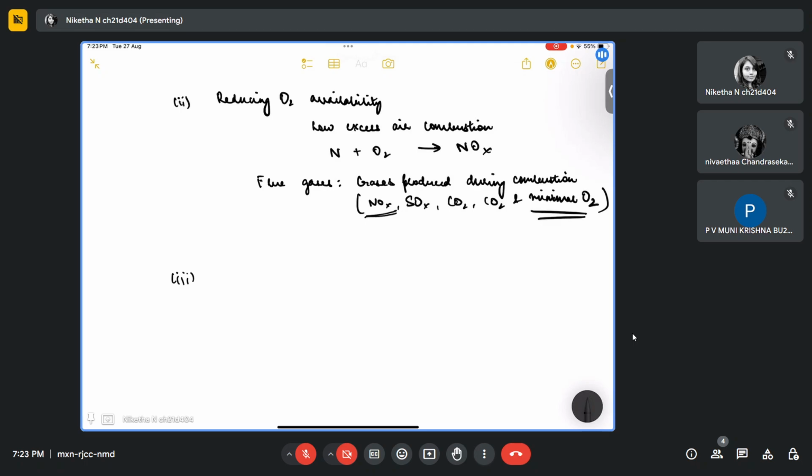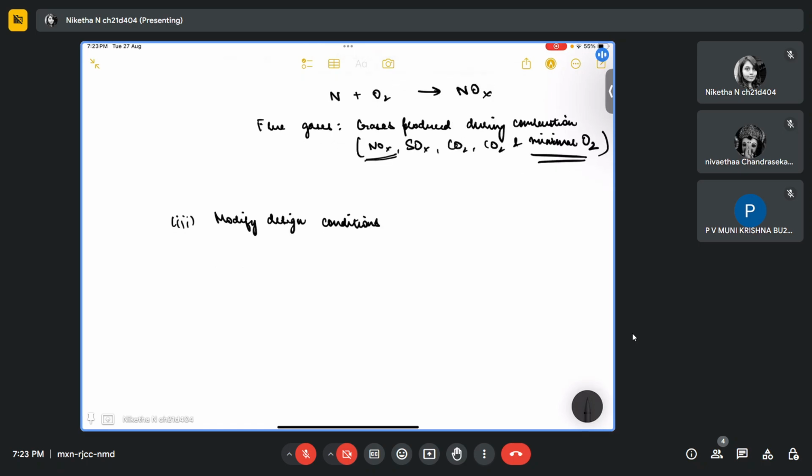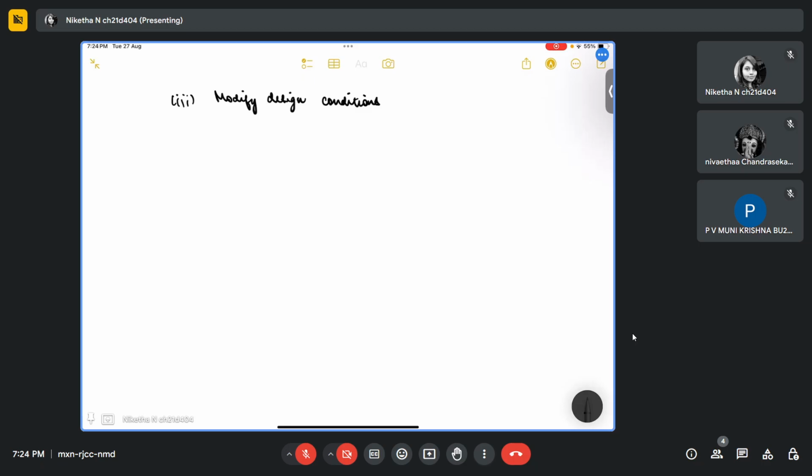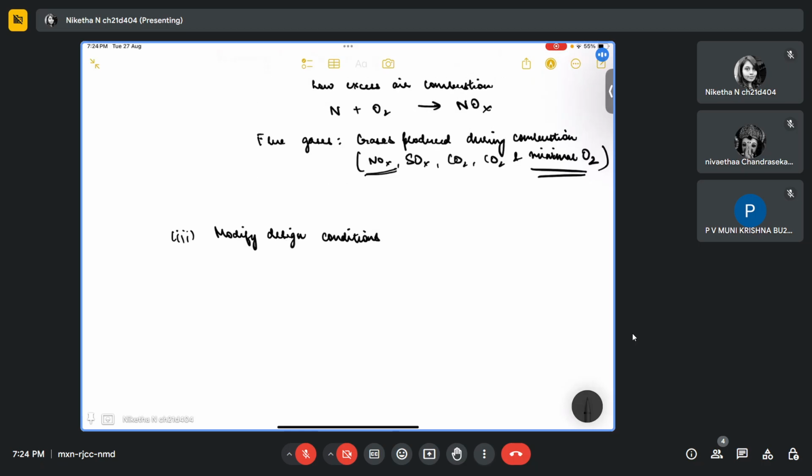And then the third way is to modify the design conditions. So this can be like you can change the dimensions of the reactor, or you design the reactor in such a way that the temperature is slightly reduced. Maybe you can have something like a gradient. Instead of heating it uniformly at the peak temperature, you can introduce a gradient type of heating, etc. So all this can be done to reduce the NOx production.